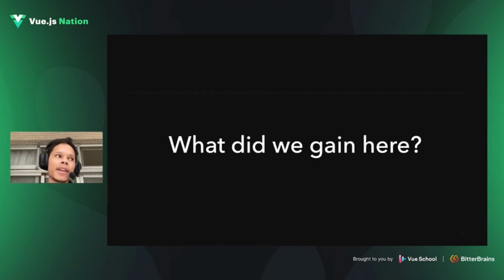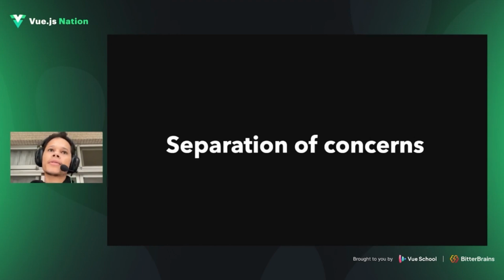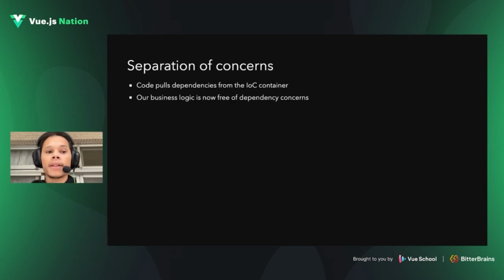All right, let's zoom out again and see what we really gained by doing so. The first benefit, obviously, is the separation of concerns. What do I mean by that? Now our code pulls its dependencies from the IOC container. So our business logic is completely free of dependency concern. This means our use database composable is not responsible anymore for retrieving the database or knowing how to instantiate it or configure it. It is injected from the outside.